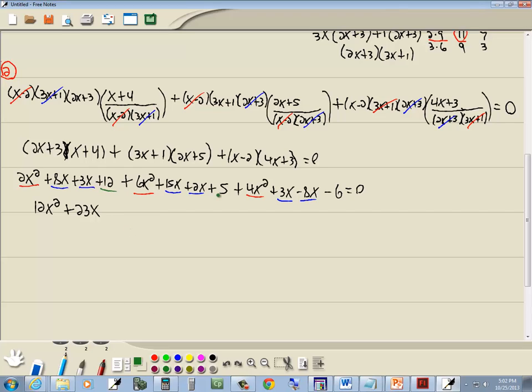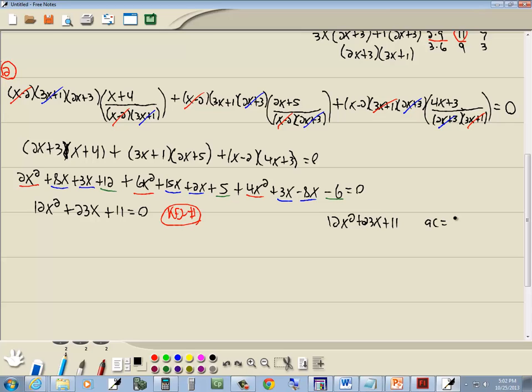Now our numbers. We got 12 plus 5 is 17, minus 6 is 11, equals 0. Now this factors using the key number. We have x squared, x, no x, and there's a number in front of our x squared. So I'll do it over here on the side. So I got 12x squared plus 23x plus 11.